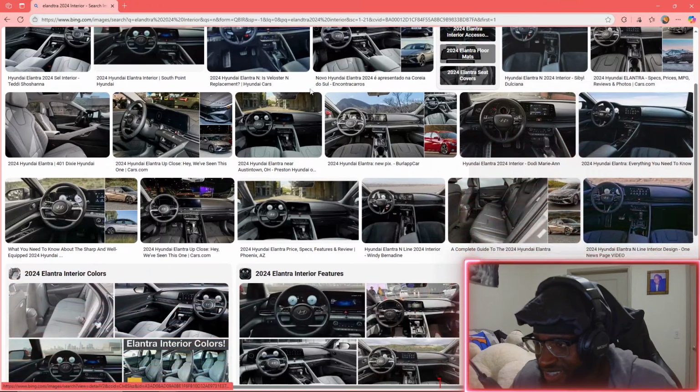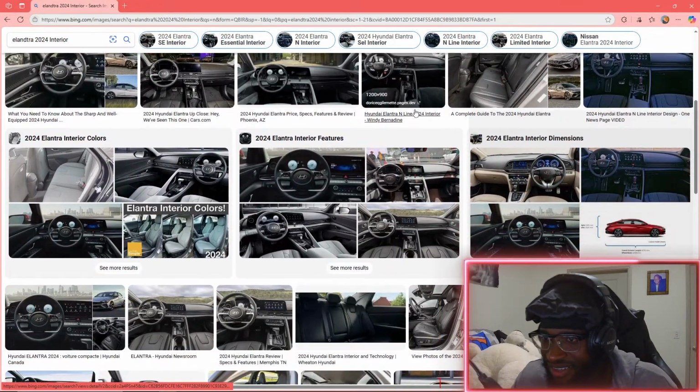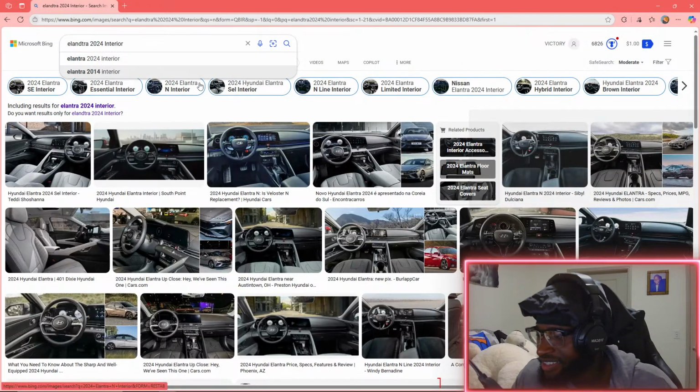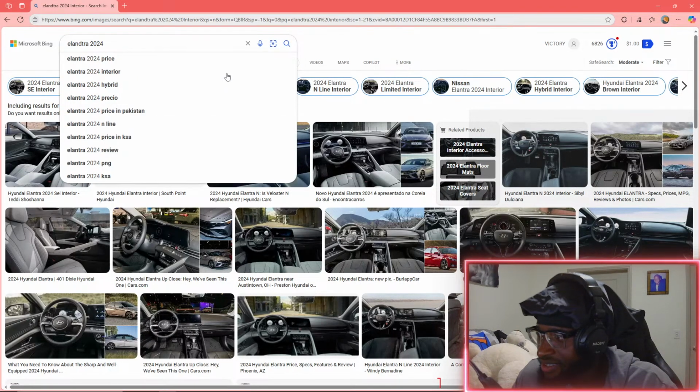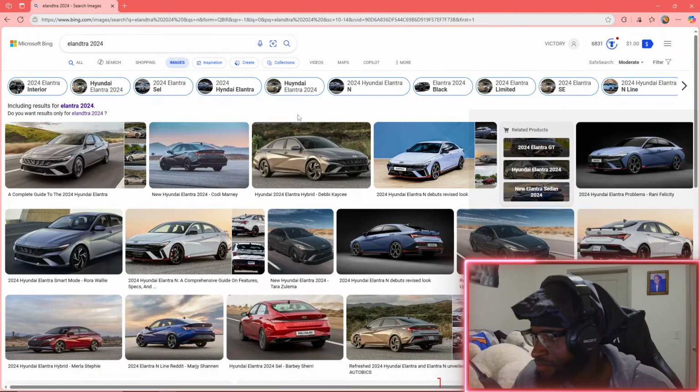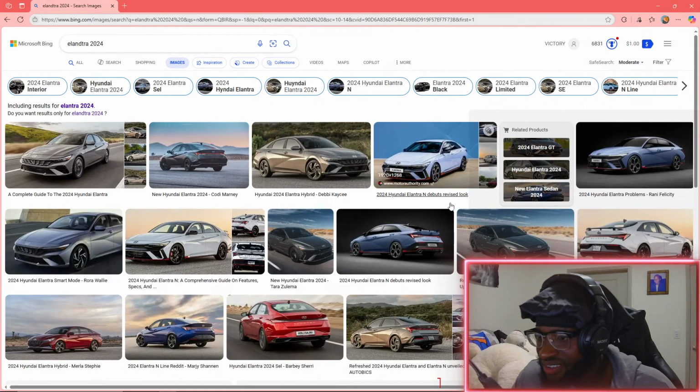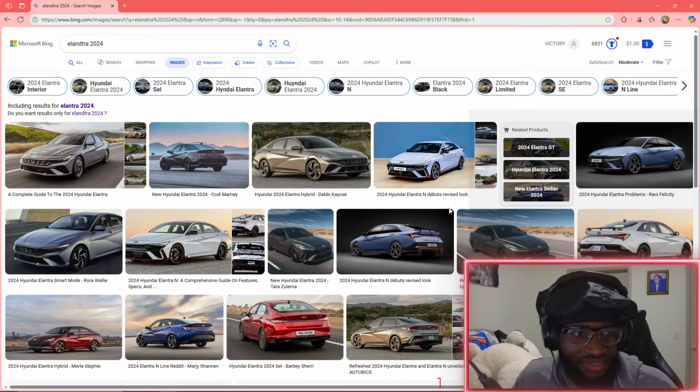The Elantra looks like it's a little smaller. I'm guessing it's a smaller car, like the Sentra to the Altima or something. Next year? No? Oh no. Yeah. Oh, okay.